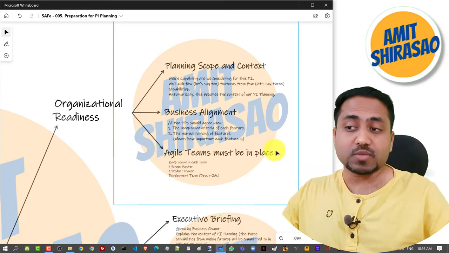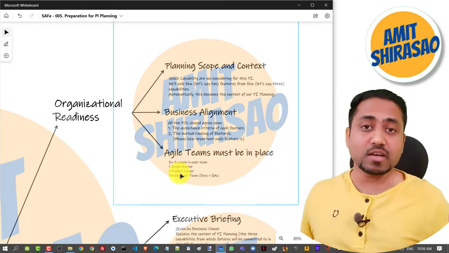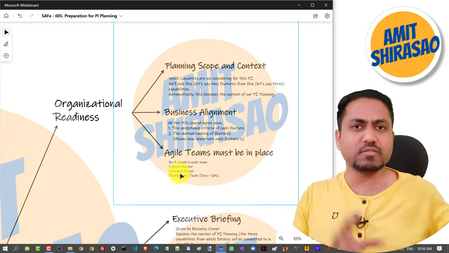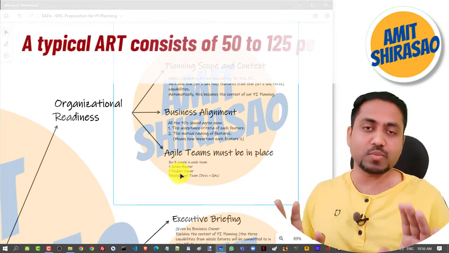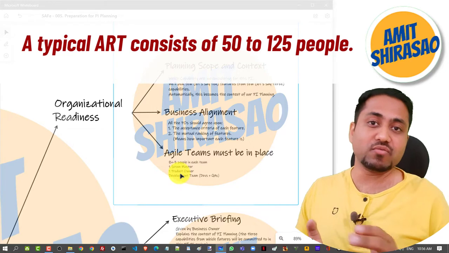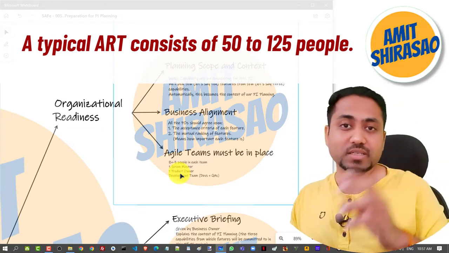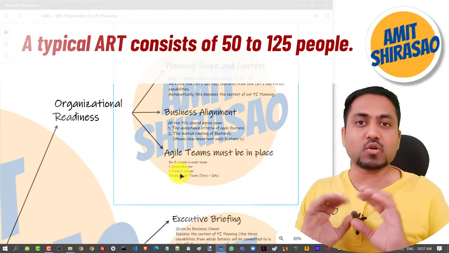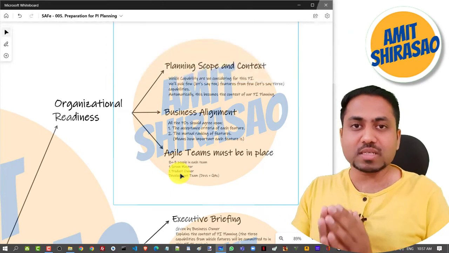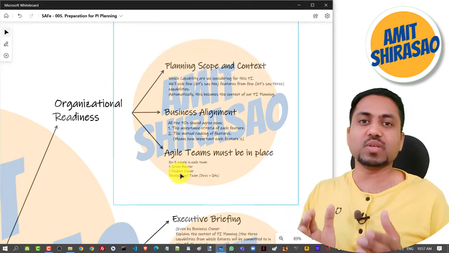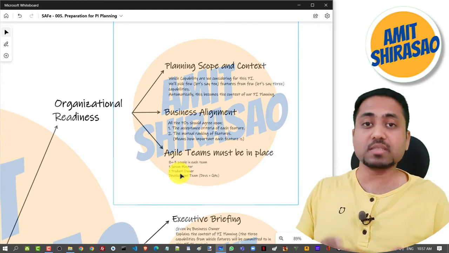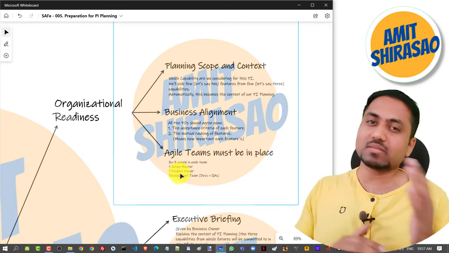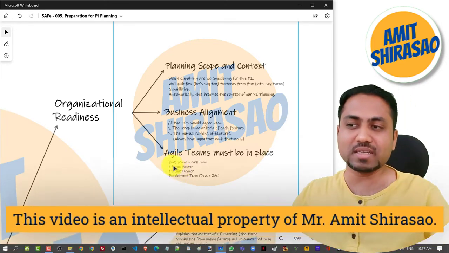Third thing is, agile teams must be in place. That means your ART should not be just 50 to 150 people. Okay, there are 100 people in your ART? No, that is not the way it should be. It should be broken down into, let us say, 5 teams. Each team should have, let us say, 11 members. This kind of a structure should be there. An ART cannot be just an unorganized group of people. An ART always consists of smaller teams, and the team size is usually 8 plus minus 3 people, which means 5 to 11 people. Okay, 8 minus 3 is 5, 8 plus 3 is 11. So it's an easy way to remember.